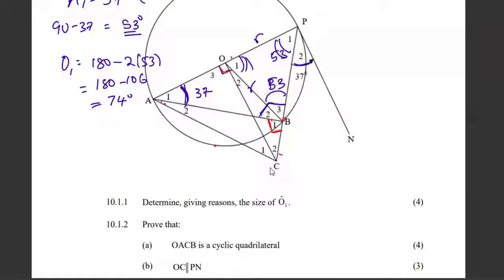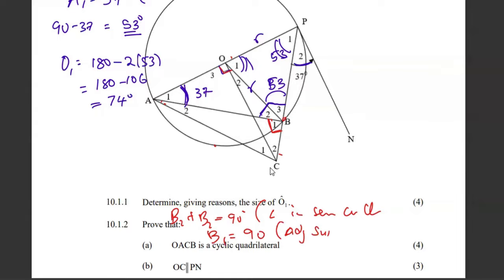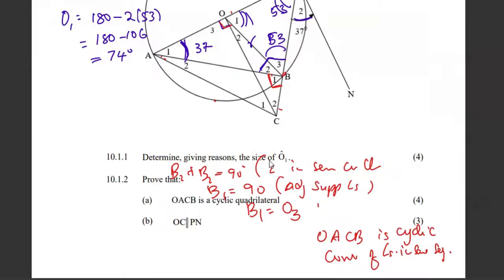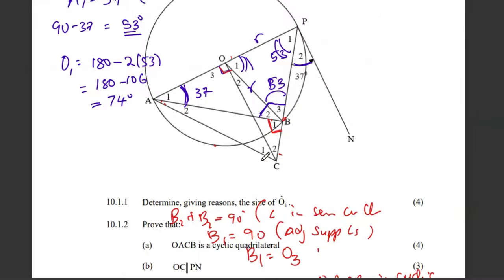Yeah, there we have it. So we said B2 plus B3 is a 90 because of the angle in a semicircle. And then B1 is automatically going to be a 90 because of adjacent supplementary angles. Okay. And since B1 is the same as O3, therefore OACB is a cyclic quad. Reason: the converse of angles in the same segment.